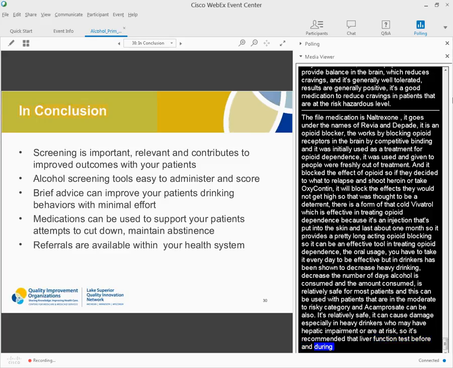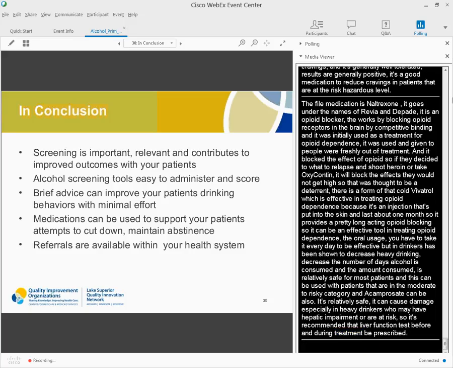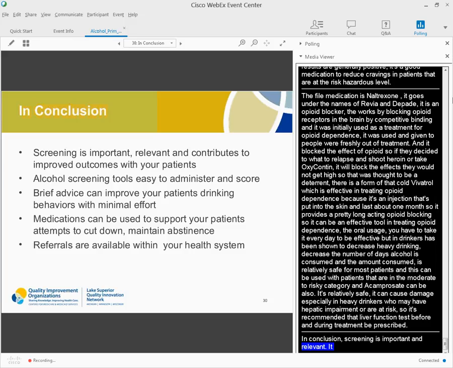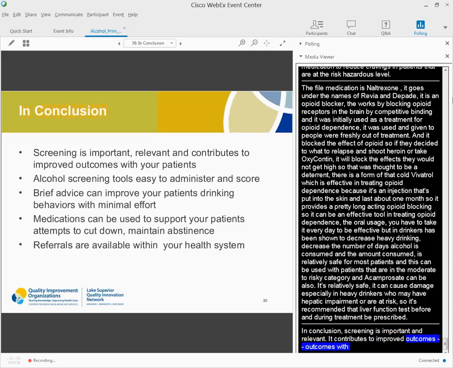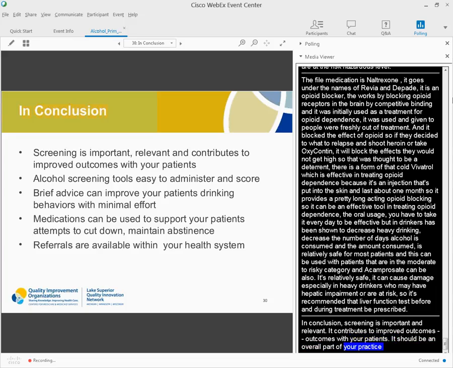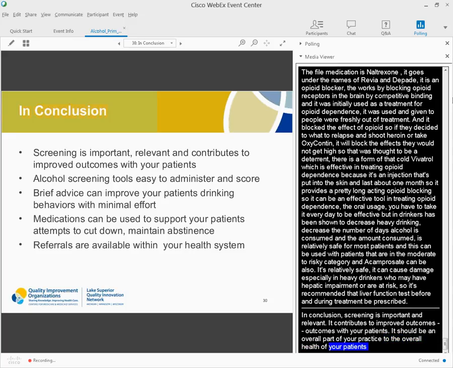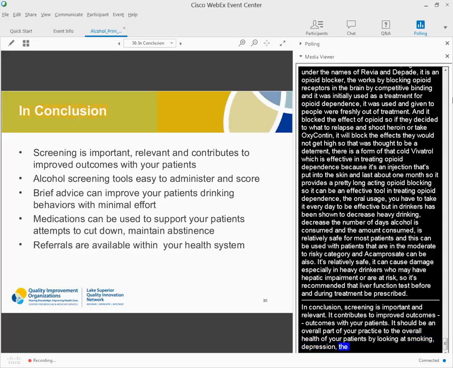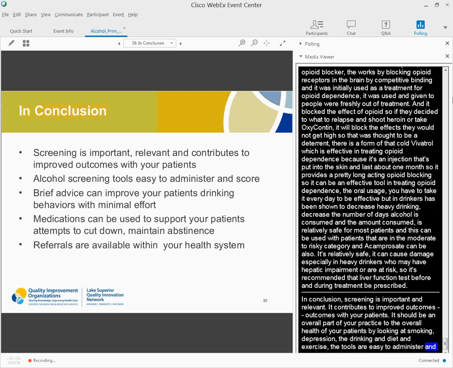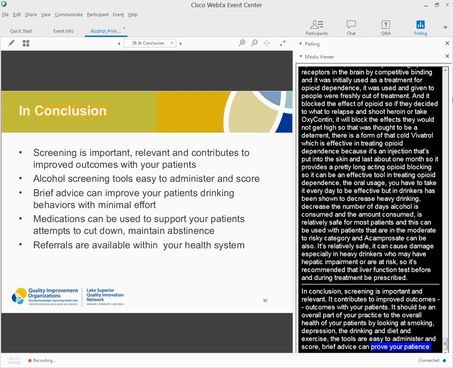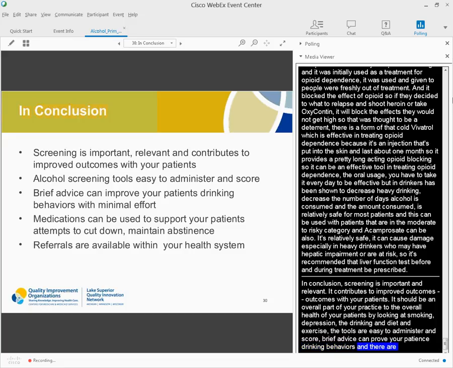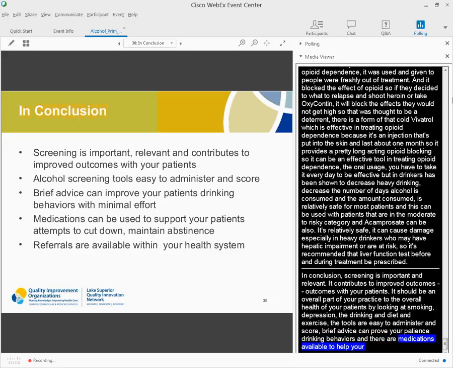So, in conclusion, screening is important and relevant. It contributes to improved outcomes with your patient. It really does. And it should be an overall part of your practice's approach to the overall health and wellness of your patient by looking at things like smoking, depression, drinking, and diet and exercise. Screening tools are easy to administer and score. Brief advice can improve your patient's drinking behaviors, and there are medications available to help your patient cut down and or maintain abstinence. And there are referrals available.